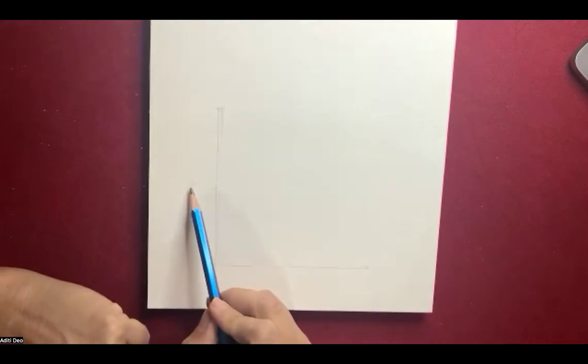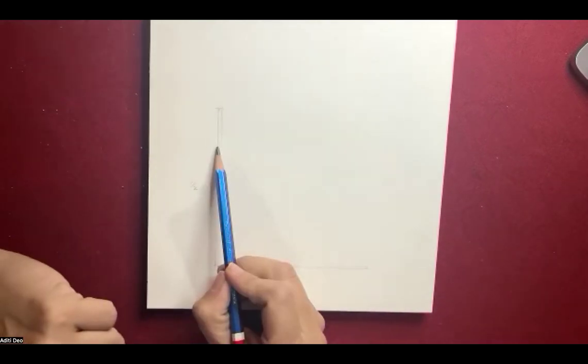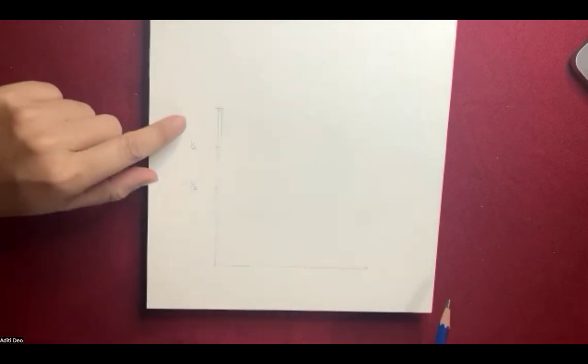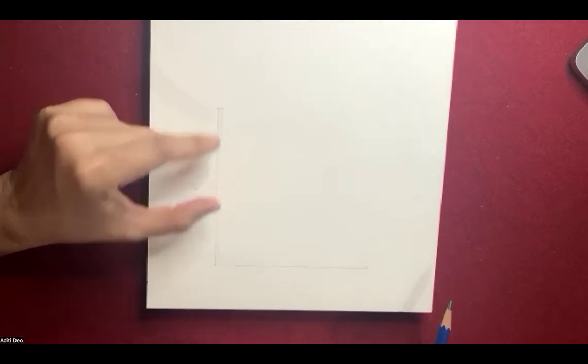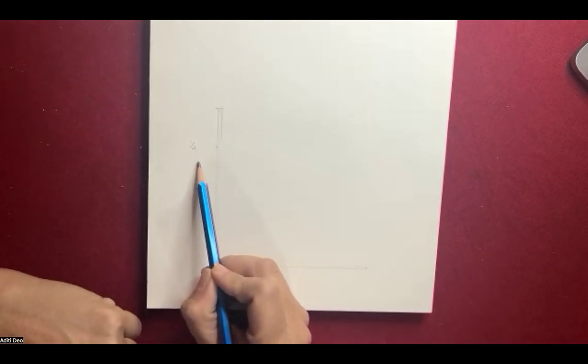All right, so here we are. I'm going to mark this as half. Then I'm going to mark another point as 1/4. That's half of the top half. And then over here, this is 1/8.